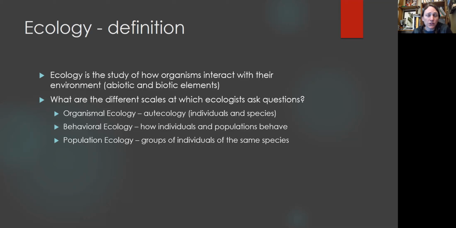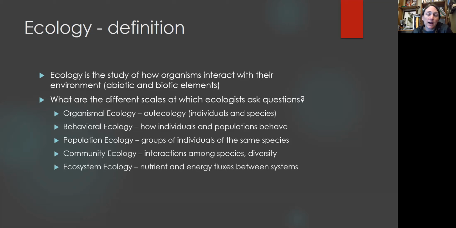That's population ecology. And then moving out even further, we have what's called community ecology, which is focused on interactions among different species and an exploration of biodiversity. Then we have, at an even larger scale, ecosystem ecology, where the focus is on nutrients and energy fluxes between different habitat types. And finally, global ecology, which is the ecology at the scale of the entire globe. So studies of continents and atmospheric circulation and things like climate change.